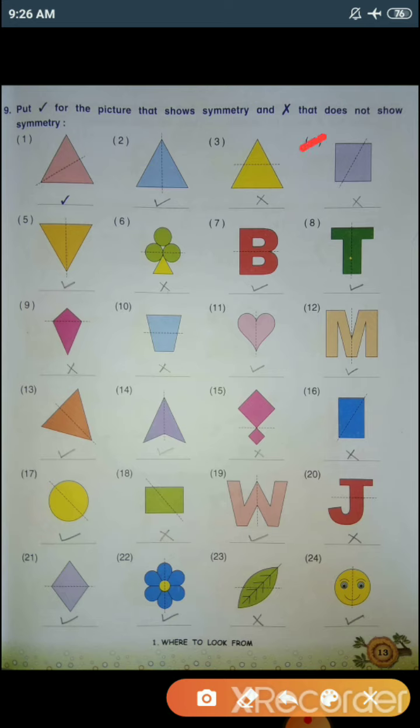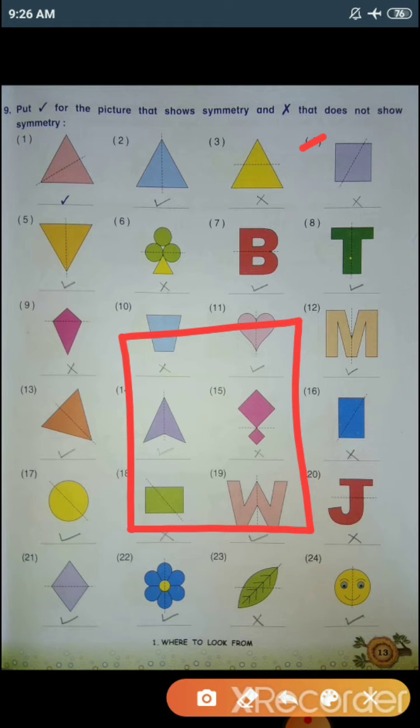Now number 4. One square shape is given. Okay, and one slanting line divides this shape into two parts. This one is part 1 and this is part 2. Now again if we look carefully, then part 1 is not the same as part 2. That means they both do not look same.